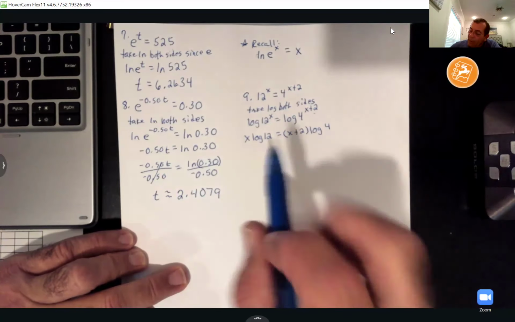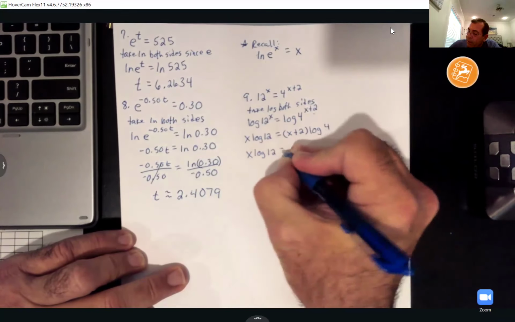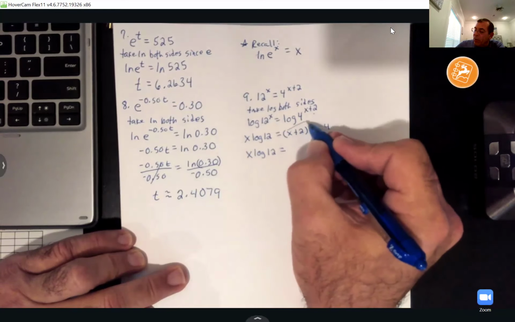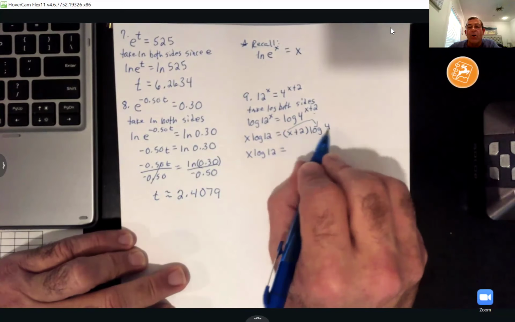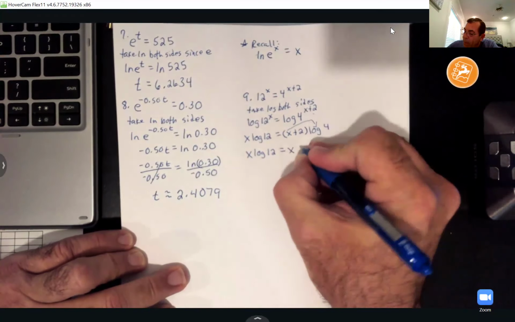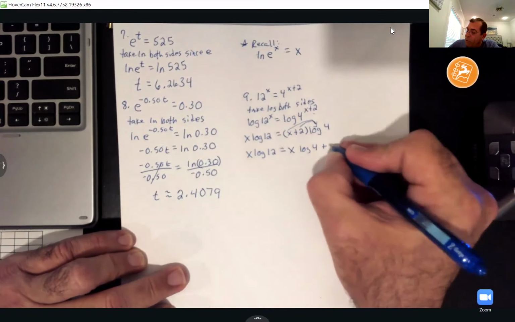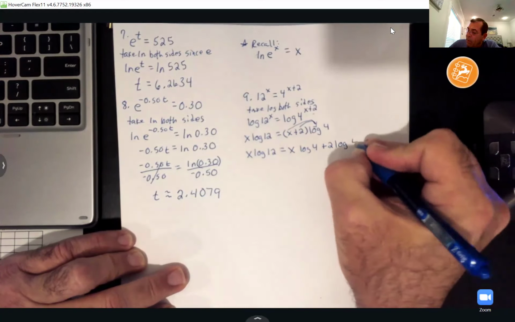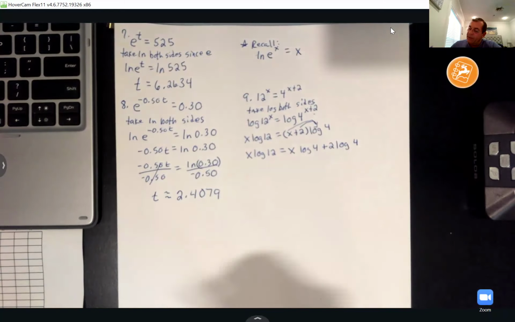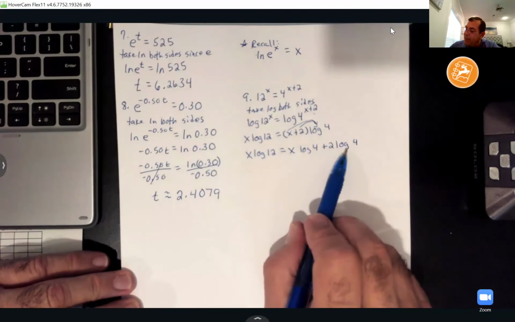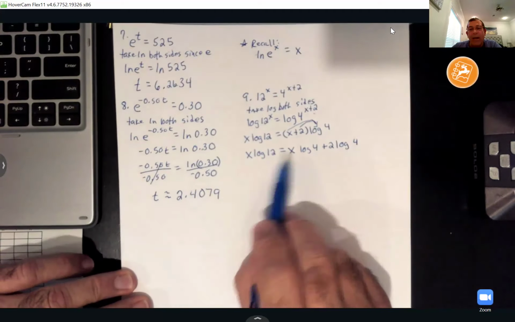So my next step, I'm going to bring down this x log 12. Over here, you're going to distribute both of these times that log 4. So you're going to get an x log 4 plus a 2 log 4. All righty, so just remember, both of these have to have the log 4 with them when you get it all written out. Now remember, we're solving this for x.